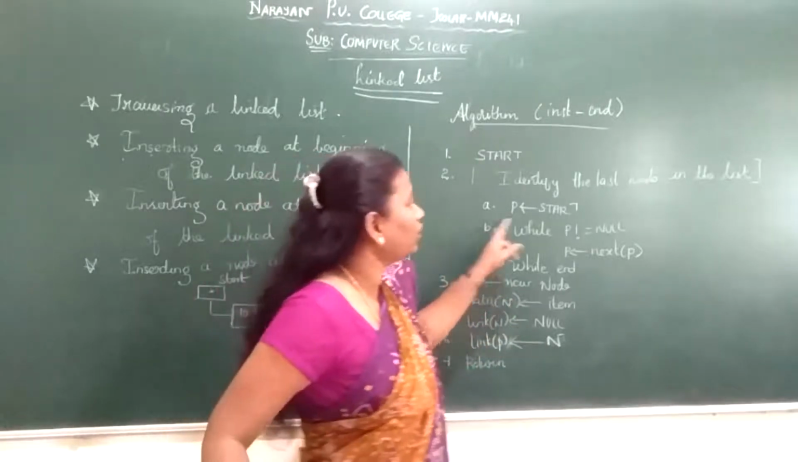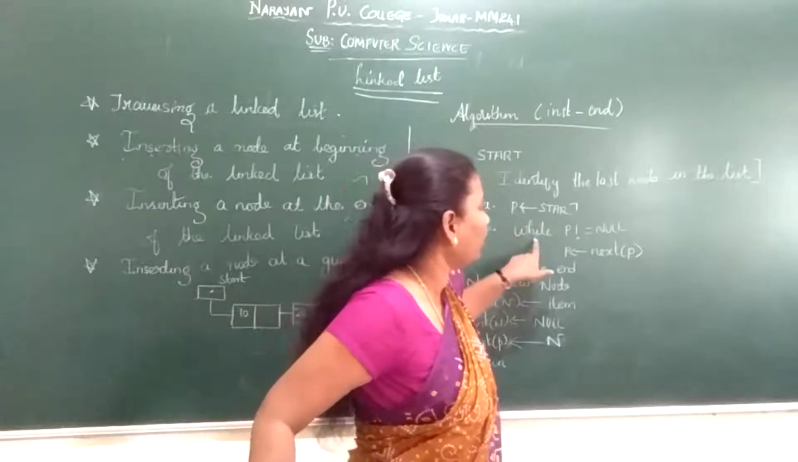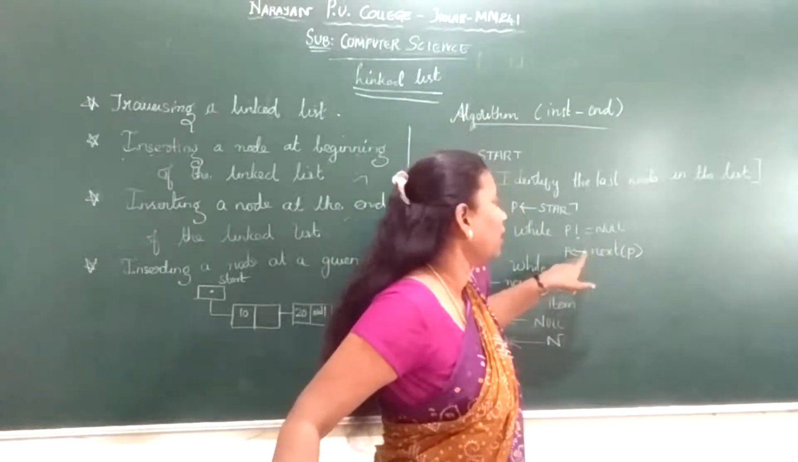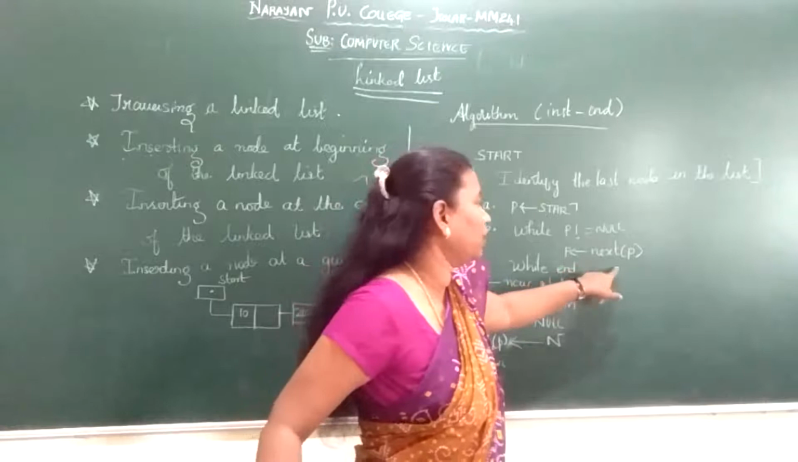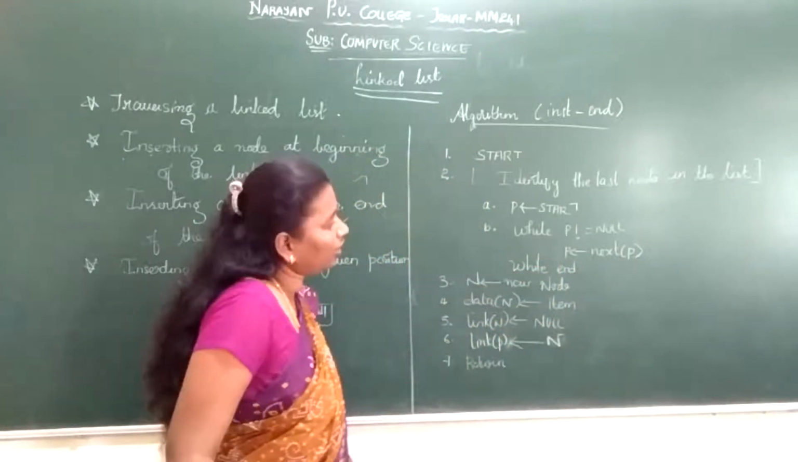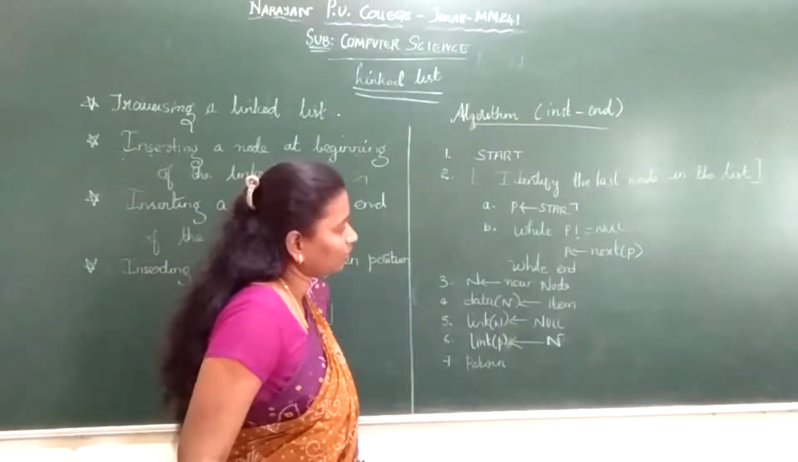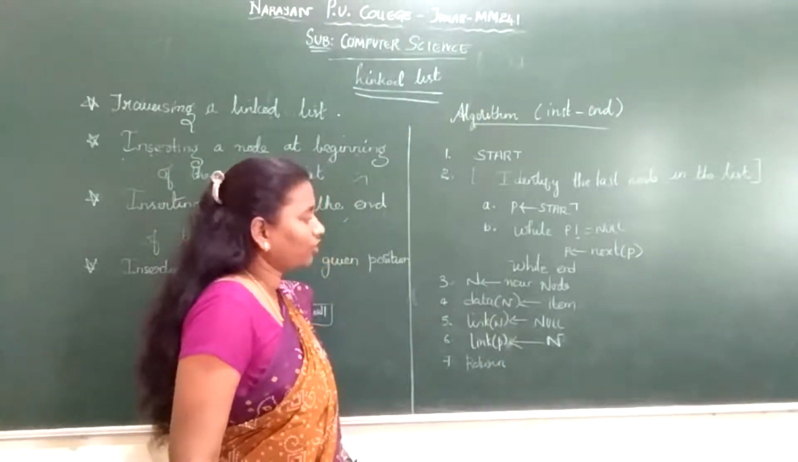So what will we do? We have a start. P is pointing to start. While P is not equal to null, then what will we do? Next of P will be given to P. Next of P will be given to P. Then we end the while loop. Next, a new node will be given to N.